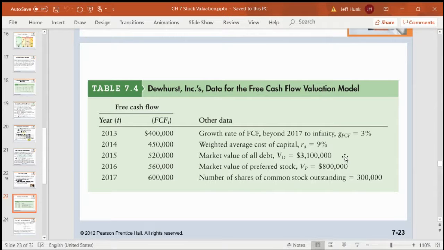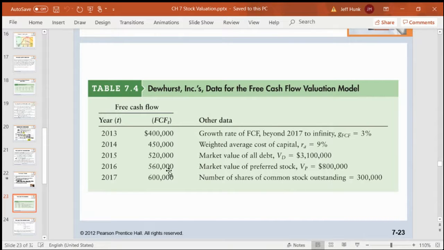All you need to do is, from this, how do you proceed from here? Look, this is the clue. Growth rate beyond 2017 to infinity. That means what? It is constant at 3%. Growth rate of free cash flow, constant, 3%. Doesn't that ring a bell? Although this is not dividend, but it's the Gordon growth model. It's the same pattern, right? Gordon growth model. So that means use Gordon growth model beyond 2017, right? Right after 2017, right?